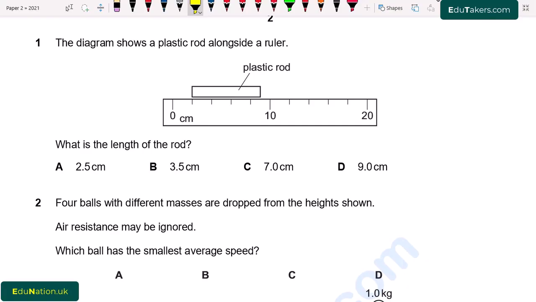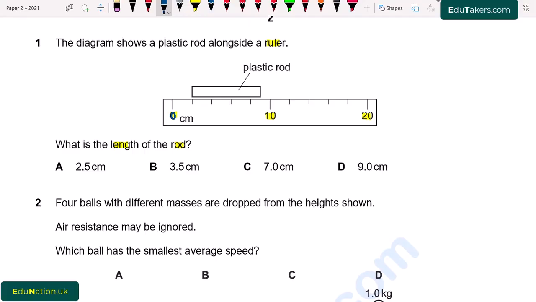Question number 1. The diagram shows a plastic rod alongside a ruler. Here is a figure which shows a ruler with calibration of 0, 10 cm and 20 cm. A plastic rod is placed over this. What is the length of the rod? So here we have to find out the length of this rod.